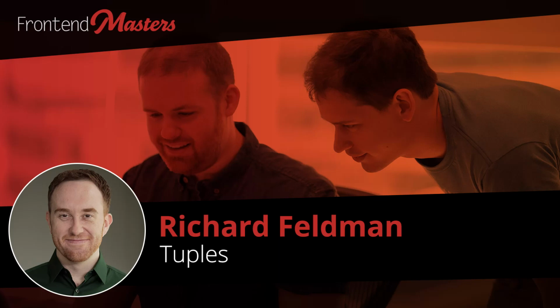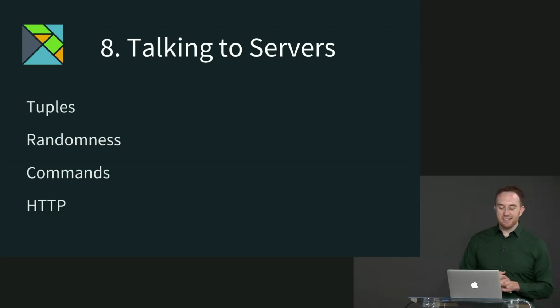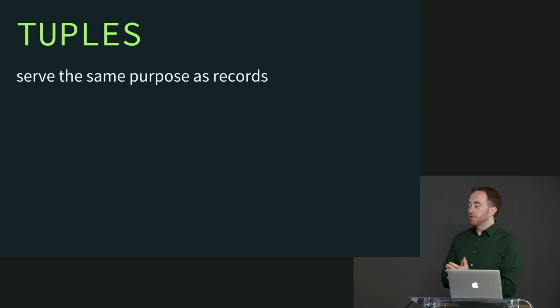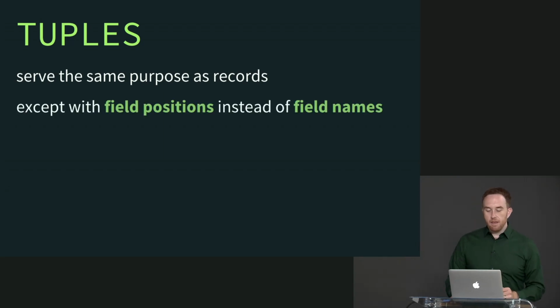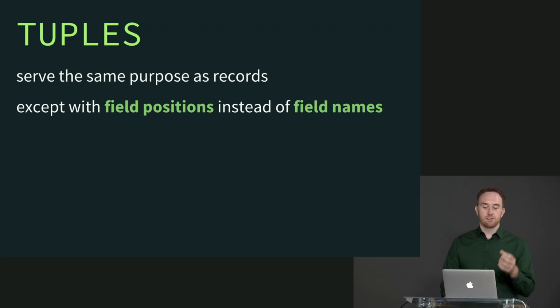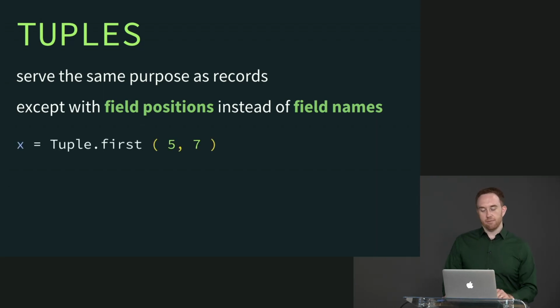Talking to servers. So we'll start off by talking about all of these things at once, I guess. Tuples, randomness, commands, and HTTP. Start with tuples. Tuples fundamentally serve the same purpose as records. Anytime you have a tuple, you could also have had a record, and they would serve the same purpose. All they really do is they're more concise than records because instead of using field names, they use field positions to describe their fields. So I'll give you an example.